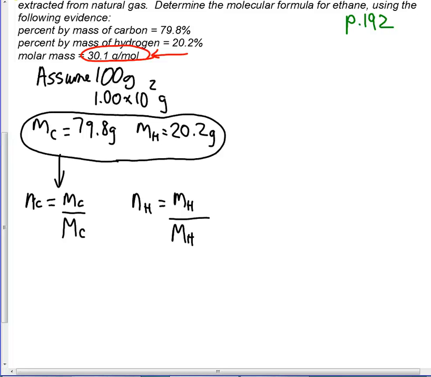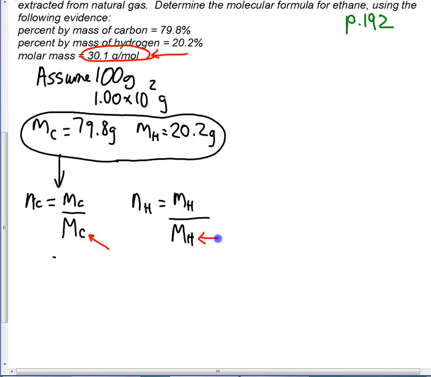Just a comment here, hydrogen's diatomic, but we don't consider that here. When we're trying to determine the moles of hydrogen, we're talking about moles of hydrogen atoms. So the molar mass that we're using here is for the atom. Molar mass for carbon is for the atom. Anything else would be specifically indicated.